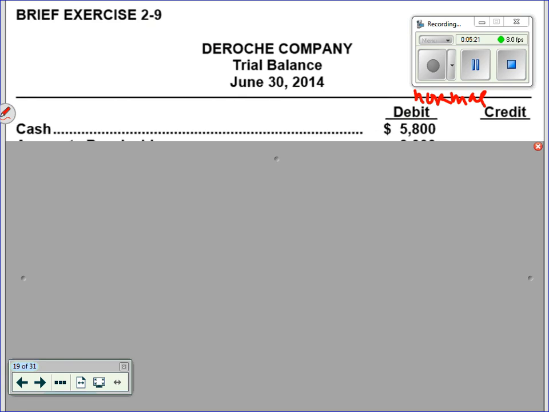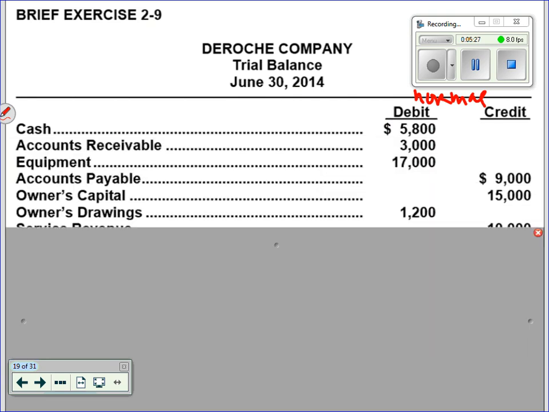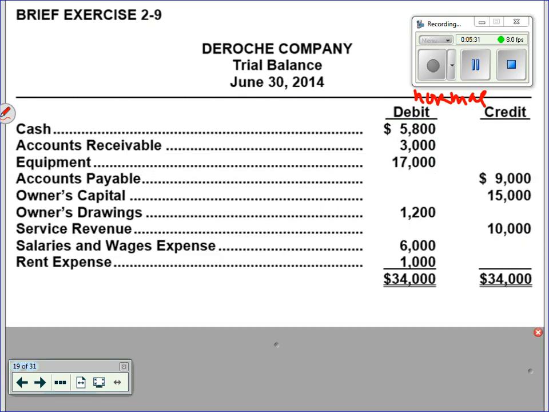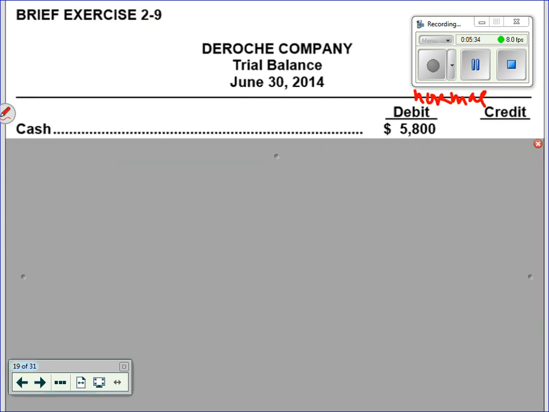Cash, 5,800. Let's talk about dollar signs for a minute. You've noticed in the accounting world that dollar signs are always listed in the first number and then everything else kind of just follows that dollar sign. I'm really okay with you not putting dollar signs in. If you want it there, you can. So this is saying, okay, after we've journalized chronologically through the month, and then we've posted all of that, the cash balance is $5,800.